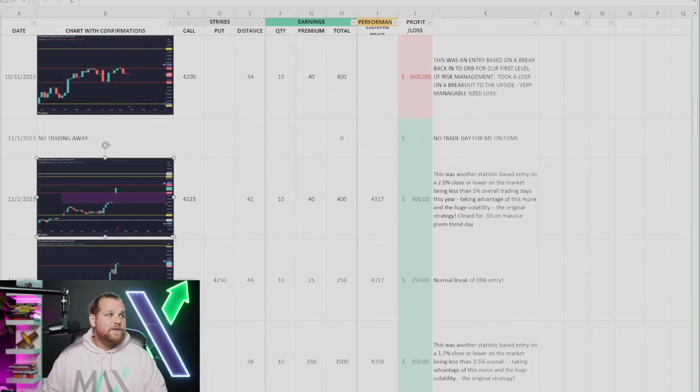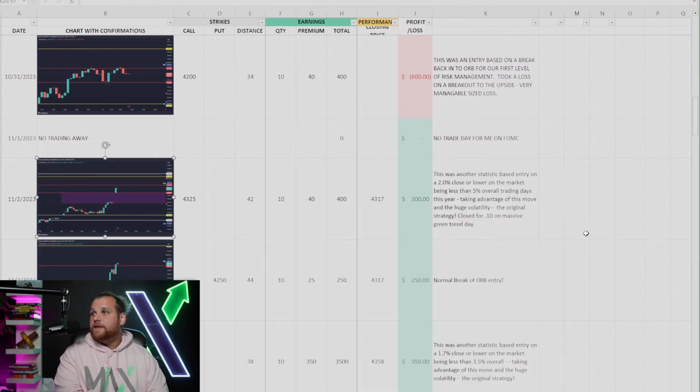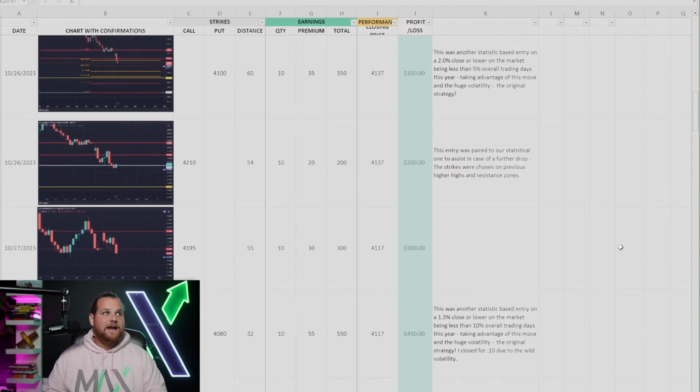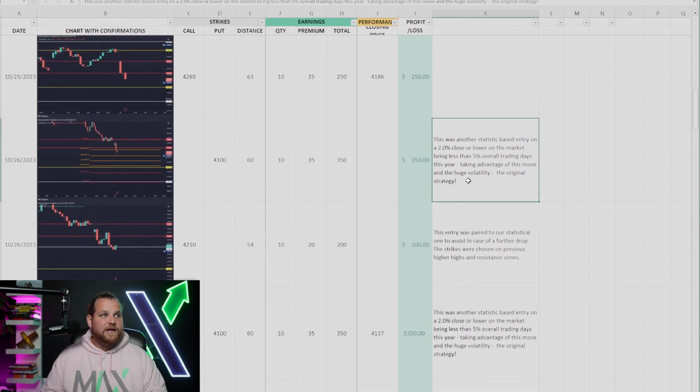Here's another one with a massive gap up where we were able to take a 2% play. And if you remember the data I just showed you on the last chart, that it only happened once in all of 2023. And that's the type of data that I like entering. Here's a 1.3%. Here's a 2%, a 2%.